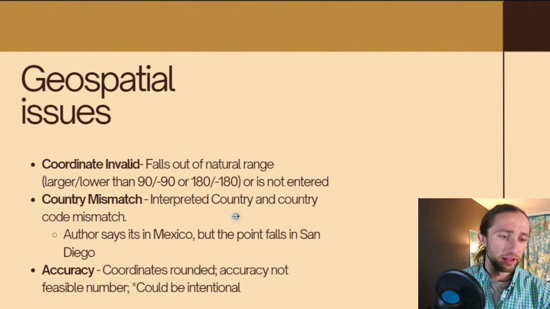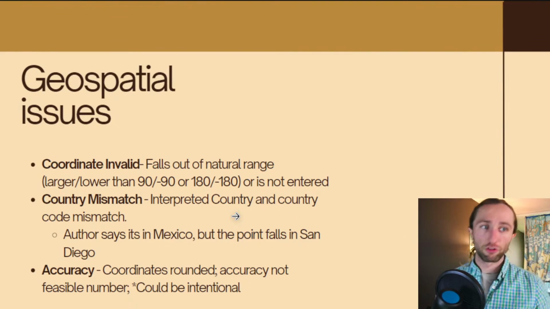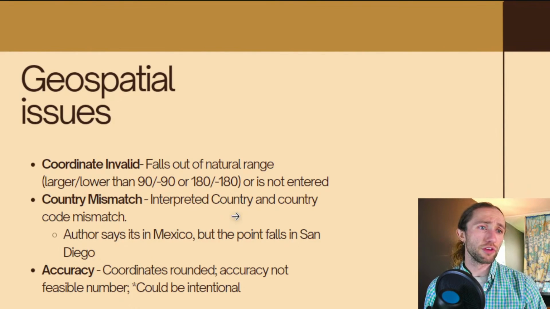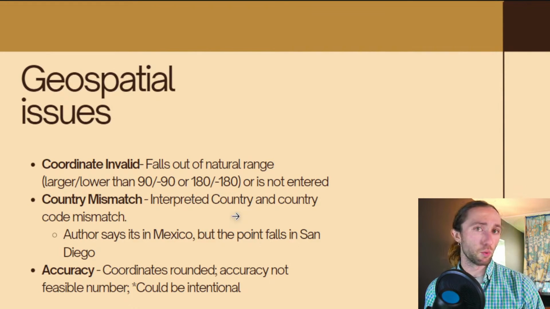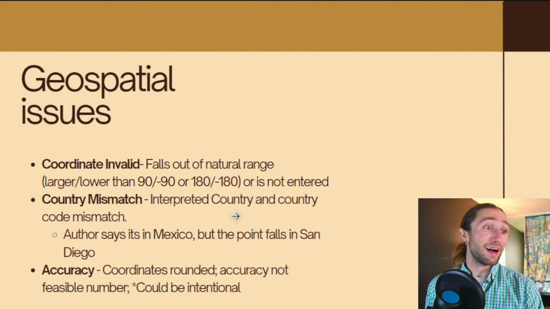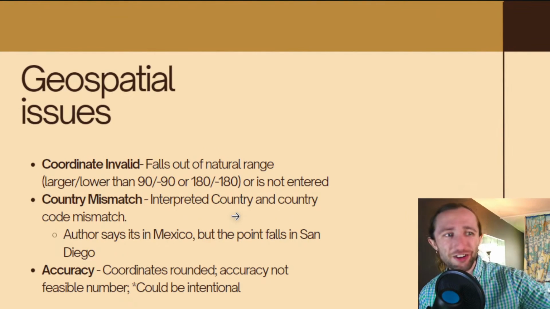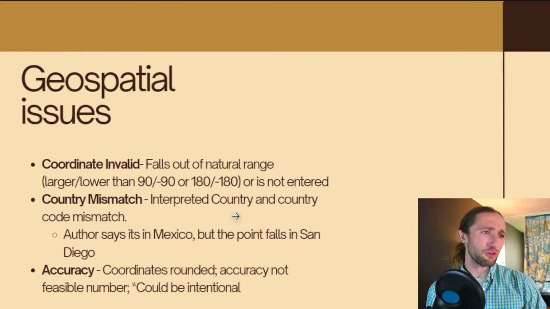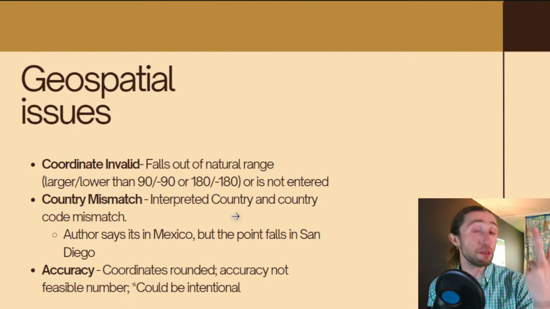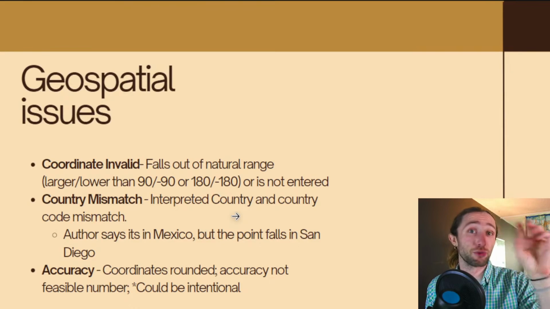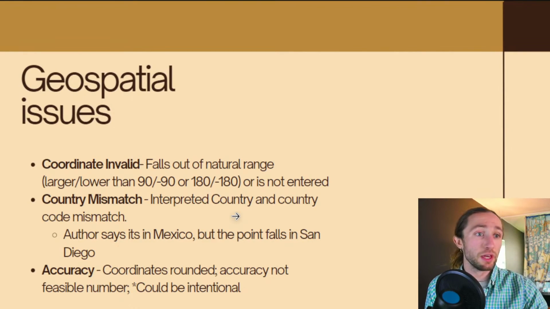Coordinate invalid means that the coordinate falls out of the natural range. The latitudes and longitudes are either missing or they're outside of the 90, -90, 180, -180 range. A lot of the times this is just from a simple typo. Someone put 1800 instead of 180, or someone meant to put -2 and then put something that doesn't make sense, or they have flipped the coordinates around. They've put latitude where longitude needs to be and longitude where latitude needs to be. So that's all this is saying.